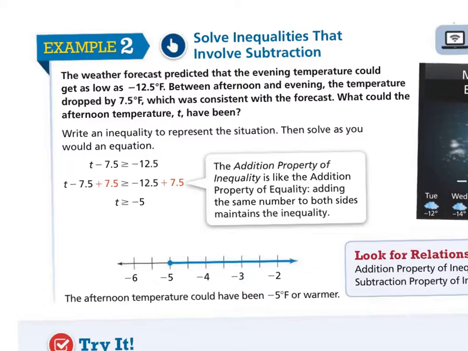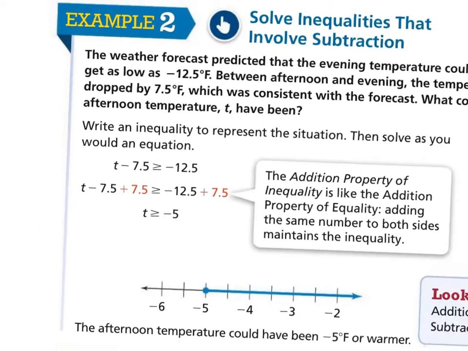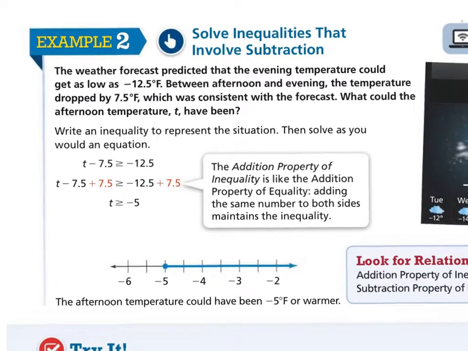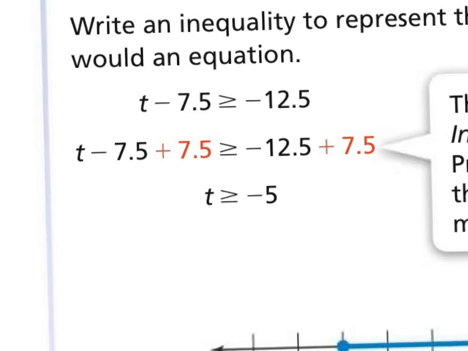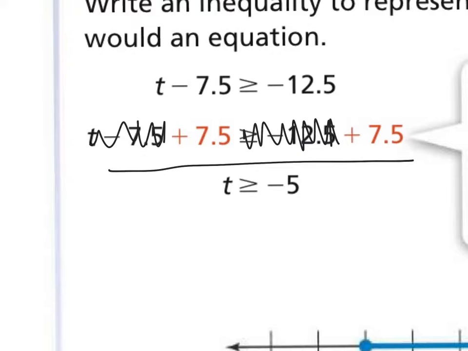So if we have the temperature and it drops by 7.5 degrees, but it's still greater than or equal to negative 12.5, because negative 12.5 is going to be the lowest temperature. So that's our inequality to start with. And then they're subtracting, so if you want to add 7.5 on both sides, and then when you add those, you'll get negative 5.